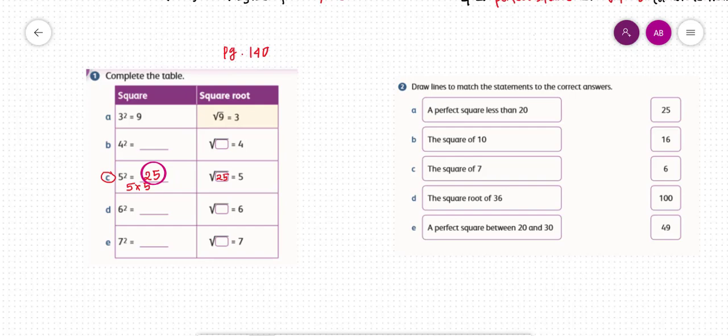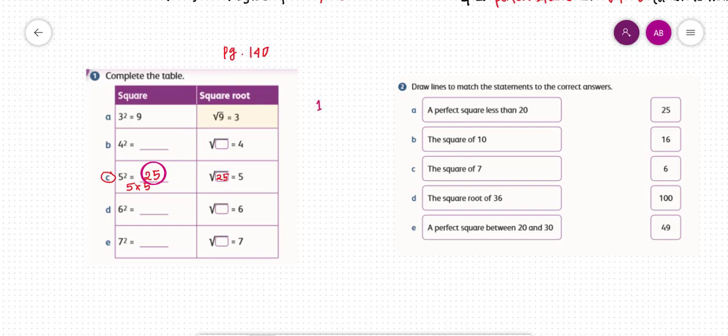Okay, let's continue to number 2. Draw lines to match the statement to the correct answer. Okay, number 8: a perfect square less than 20. That means a perfect square that is less than 20. For that we will note the multiplication from 1 until 10.